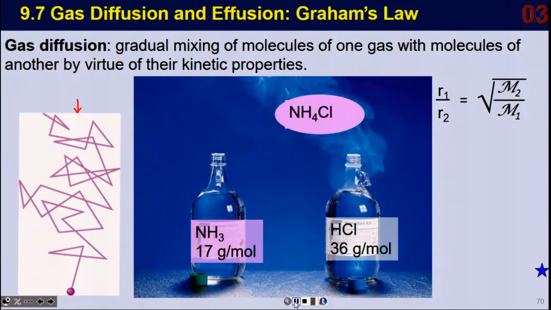But notice where it's closer. It's closer to the HCl bottle because the HCl is not moving as fast. Its rate is going to be slower because it's a heavier gas that's escaping from that bottle. And so more of the ammonia has moved farther than the HCl has moved, so the cloud is primarily over the HCl, or closer to the HCl bottle.